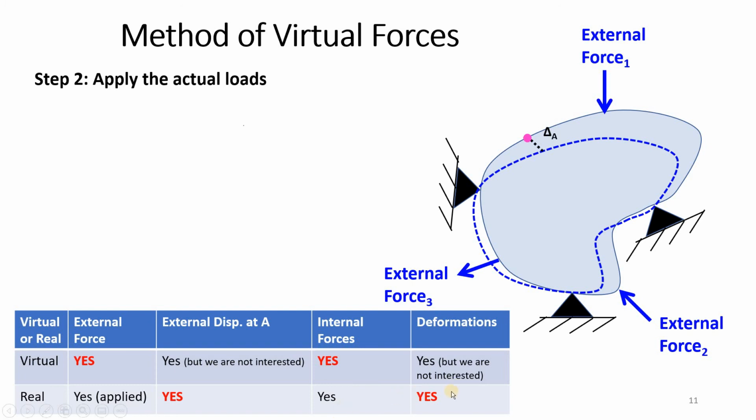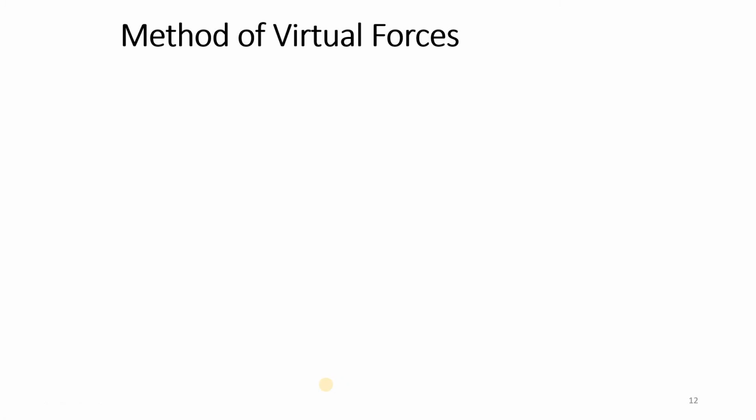There will be some internal forces induced, but we are not directly interested in those internal forces. There will be some internal deformations produced: some changes in length, some changes in shape, some changes in curvatures. We would be interested in those deformations. So for the real load, we are interested in the external displacement at A that would be produced because of application of these real loads, and the deformations resulting from the application of the real load. All right, so let's take this table to the next slide as it is, because that's what I would need in the next slide.